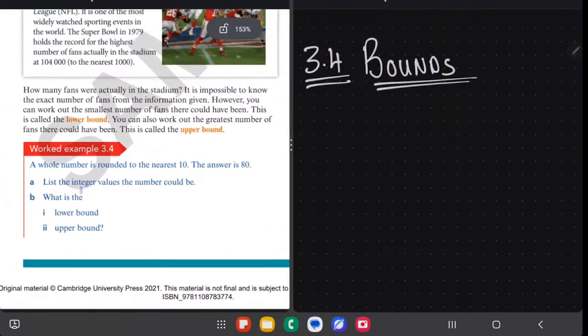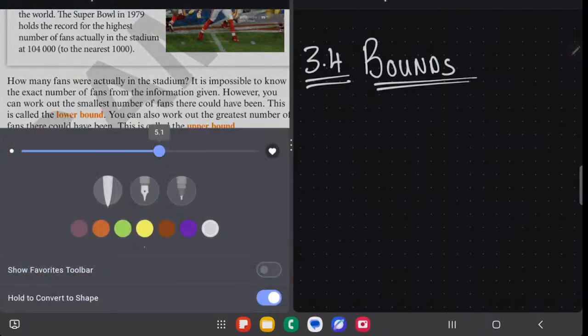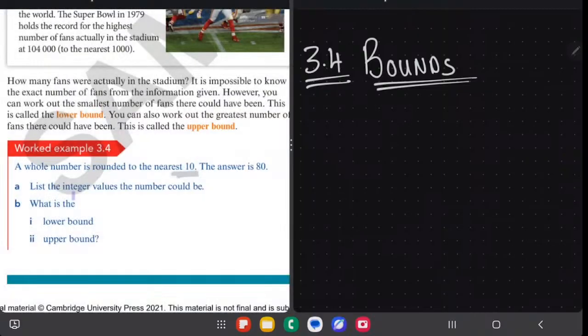So you want to find bounds. Here is what a question for bounds will look like. A whole number is rounded to the nearest 10. So you look at what it is rounded to the nearest to. There's always a trick. For everything, there's always a trick. For here, the trick is look at what it's rounded off to the nearest to. Here, it's rounded off to the nearest 10.